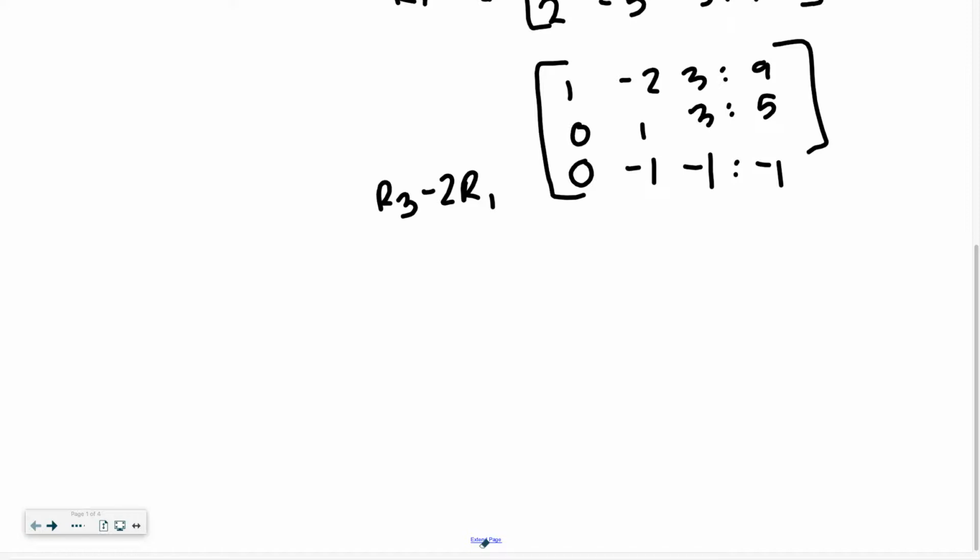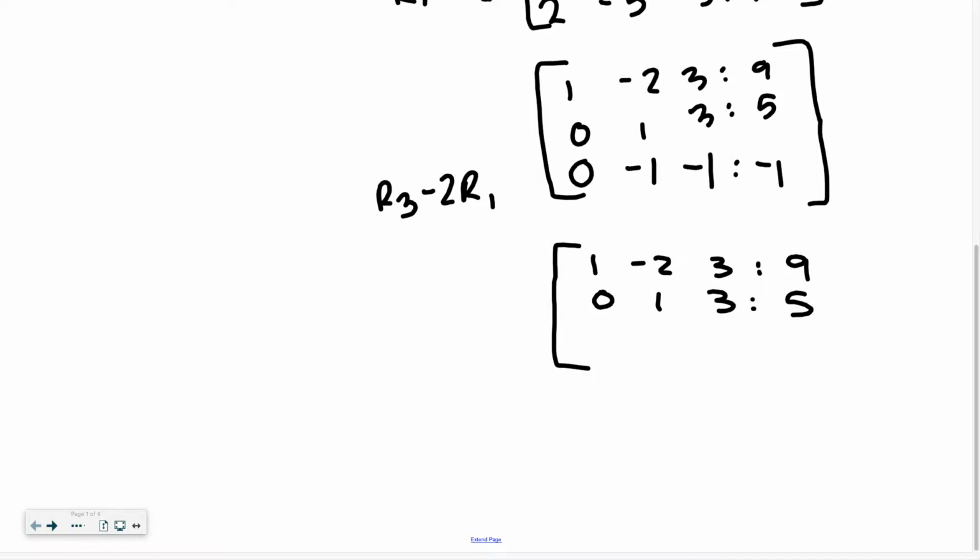Okay, we're getting closer. You can probably pick your next row operation, right? Remember what we said we needed? We needed a 0, 0, 1. So add row 2 to row 3. We have a 1 and a negative 1. If we add those together, that's going to give us our 0. So that would be 0, 0, 2, 4.